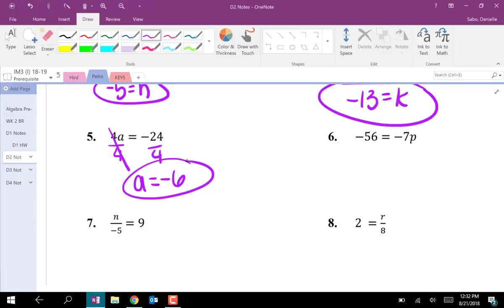Do number 6. I'm going to go over in a second. I'm not going to walk around this round. Hopefully it's quick. When you're done, only look up.